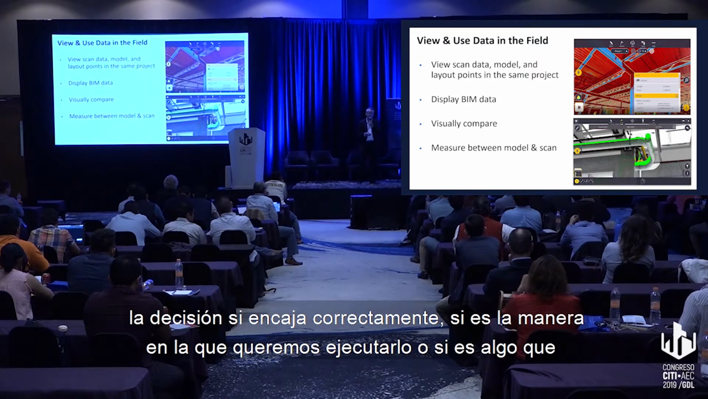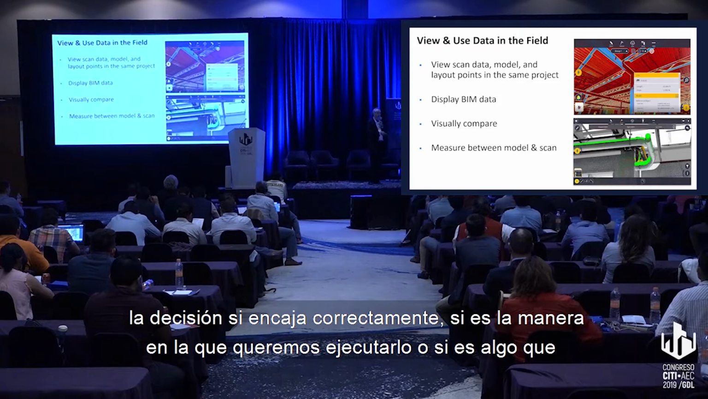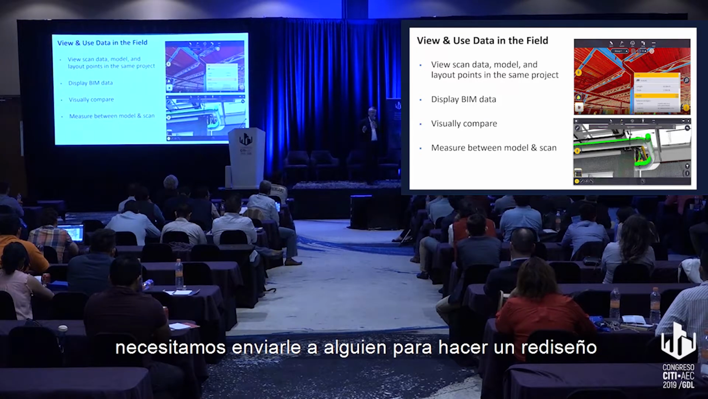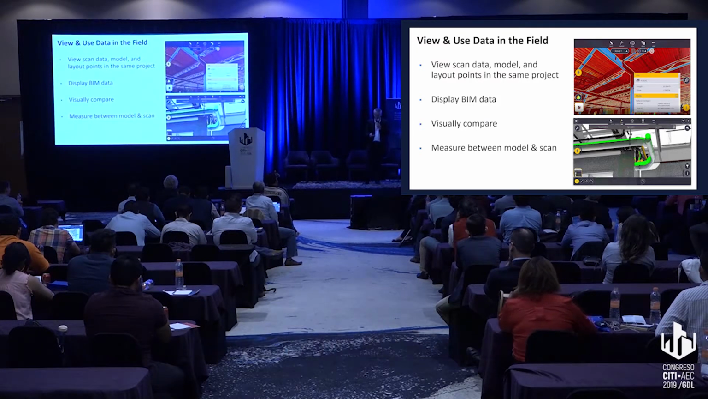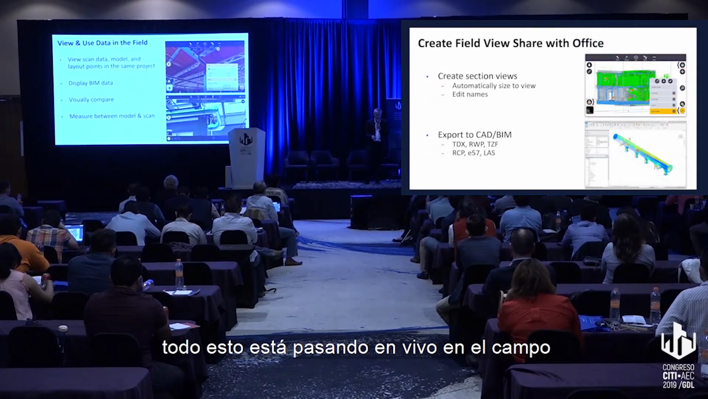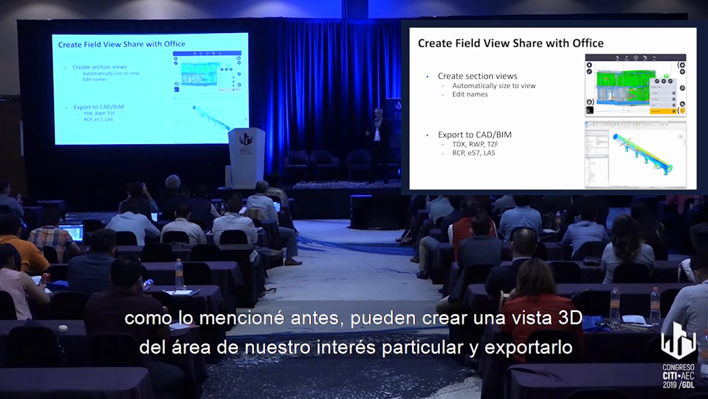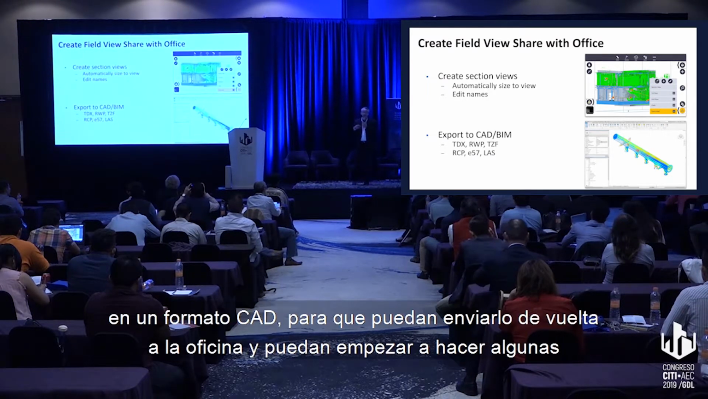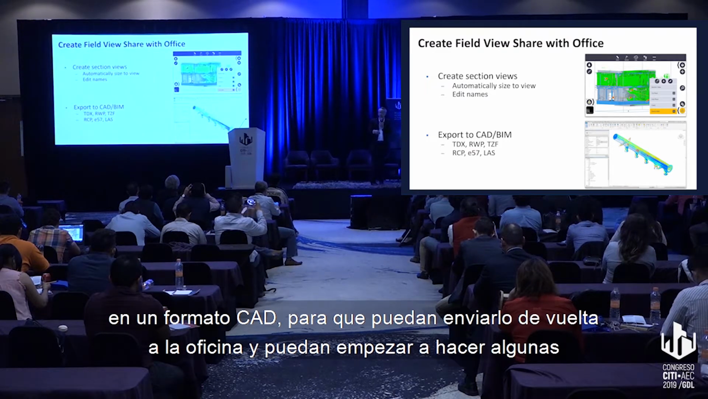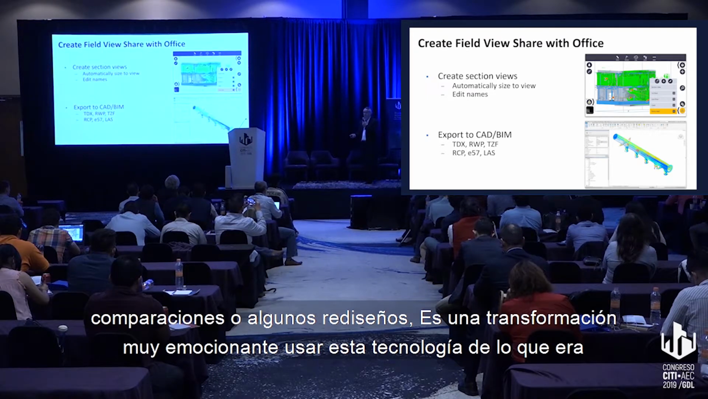So then we can make a decision on, is this fitting correctly? Is this where we want to execute? Or is this something that we need to refer to somebody to make a redesign? All this is happening live in the field. As I mentioned before, you can create a 3D view of the area that is of particular interest. And then we can export that in a CAD format so that you can send that back to the office and they can start doing some comparisons or maybe some redesign.